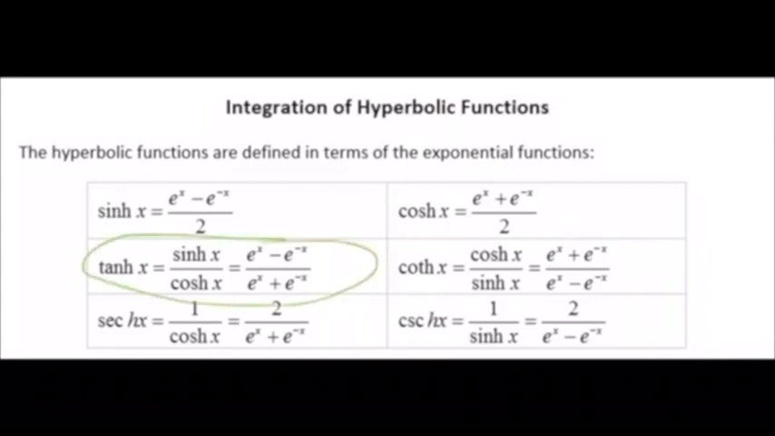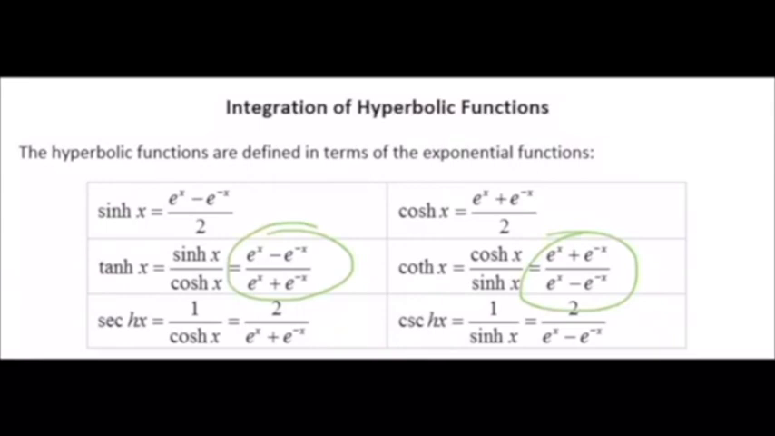Okay, so you can derive this by substituting the values for hyperbolic sine of x and hyperbolic cosine of x. So you put the sine in the numerator and the hyperbolic cosine in the denominator. The same with hyperbolic cotangent, which is the reciprocal of hyperbolic tangent. Therefore hyperbolic cotangent is equal to hyperbolic cosine over hyperbolic sine. And in terms of exponential functions, it's the reciprocal of hyperbolic tangent.